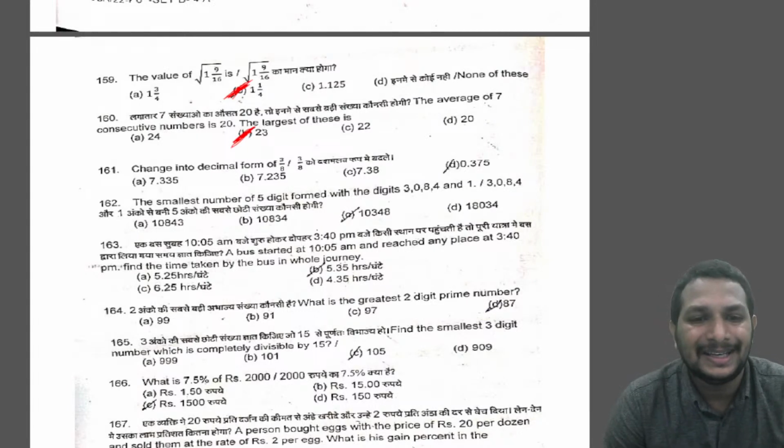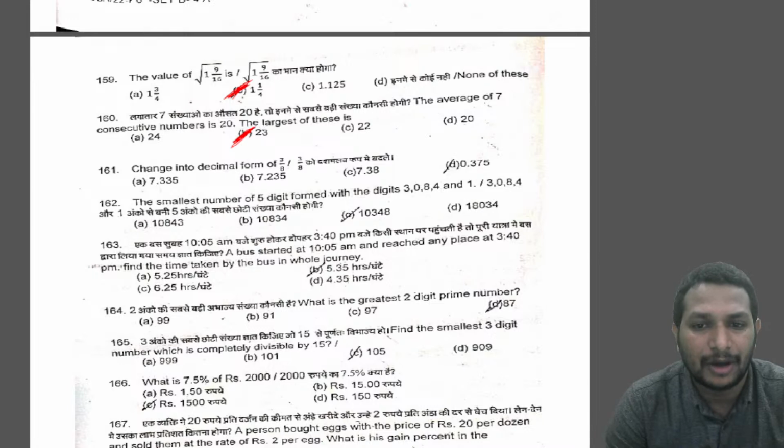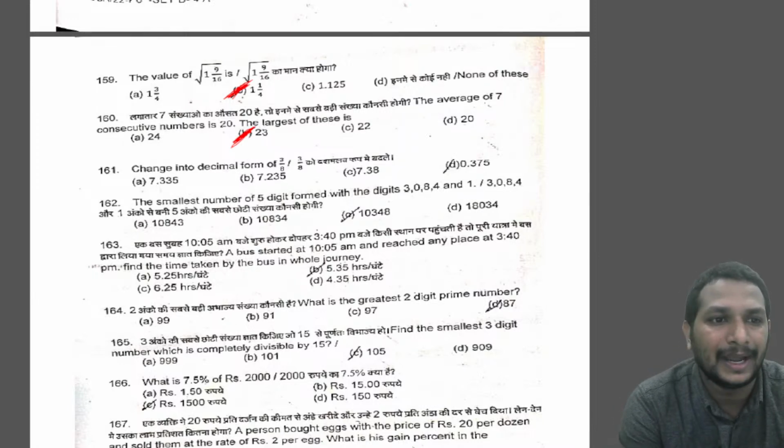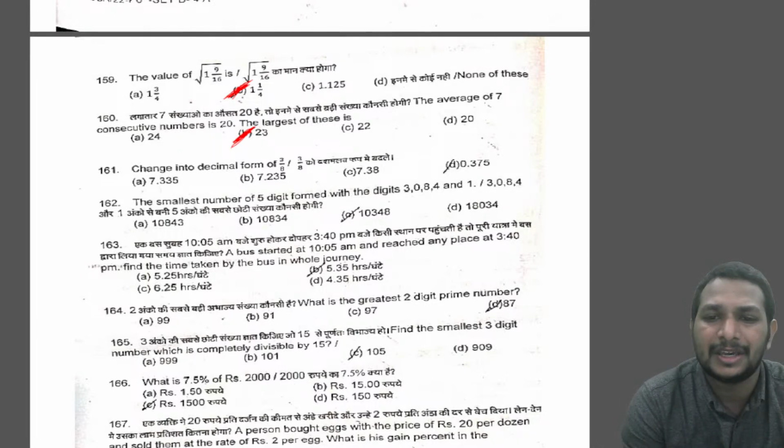Now let's see the next question. Question number 161. Change 3 by 8 into decimal form. If I want to write this in the form of a decimal, the first thing you need to do is the division. While doing the division, just be careful with the calculation. That is the most important part.